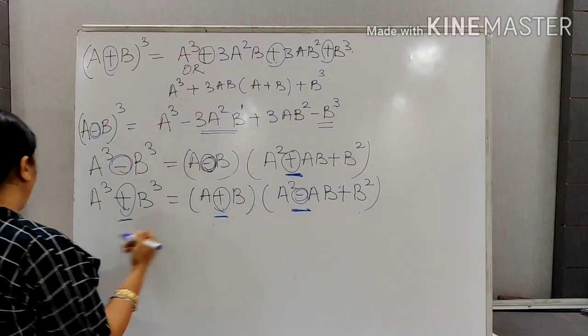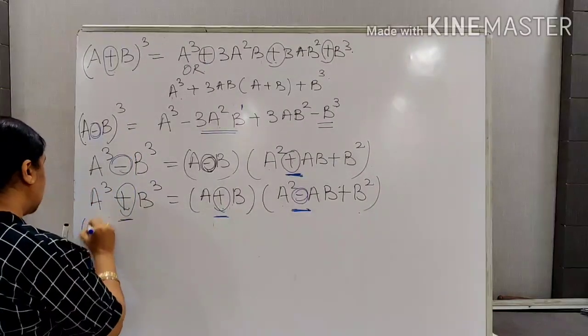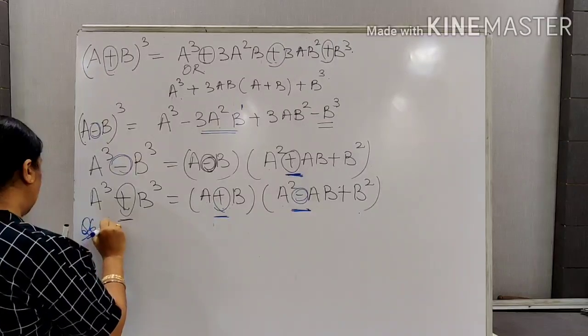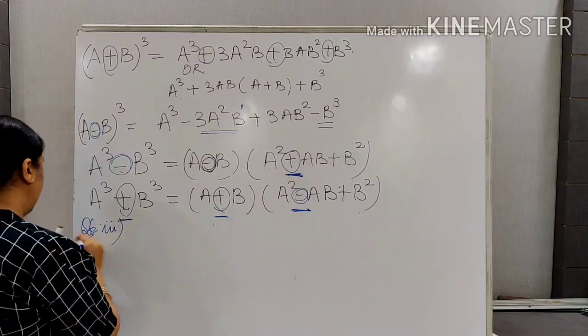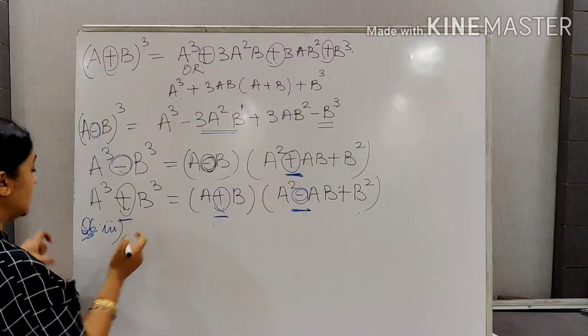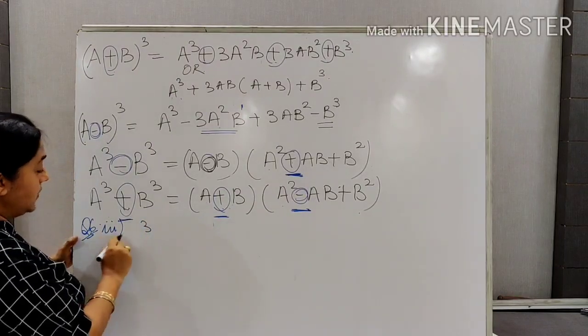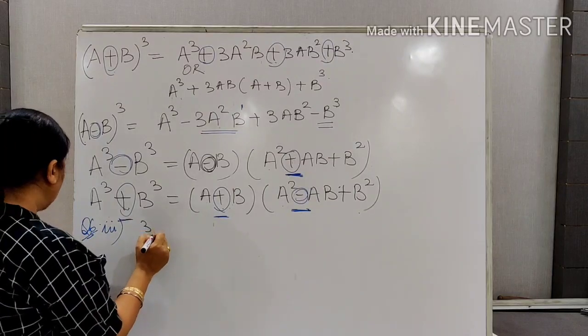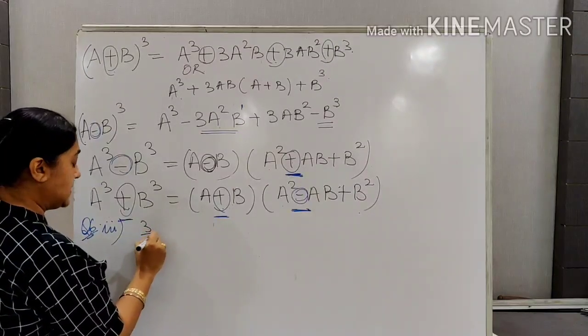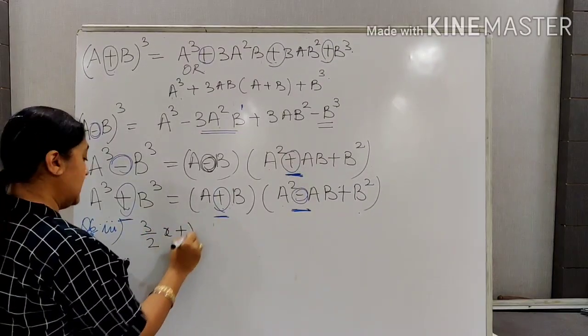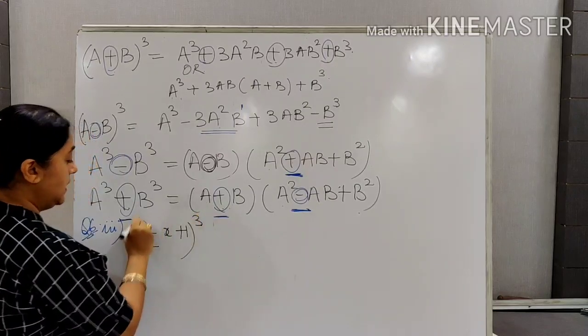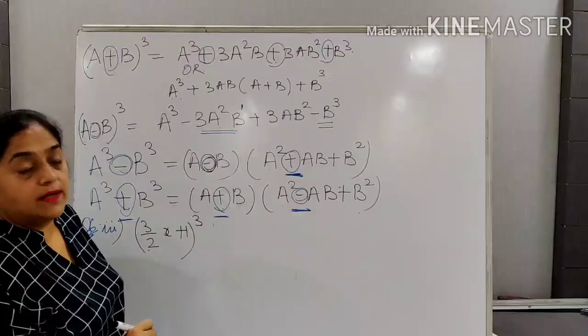So let us take up one question. This is question number 6. Let us take third part. What is the question? It is exercise 2.5. I am taking up question number 6, third part. The question is (3 by 2x plus 1) whole cube.